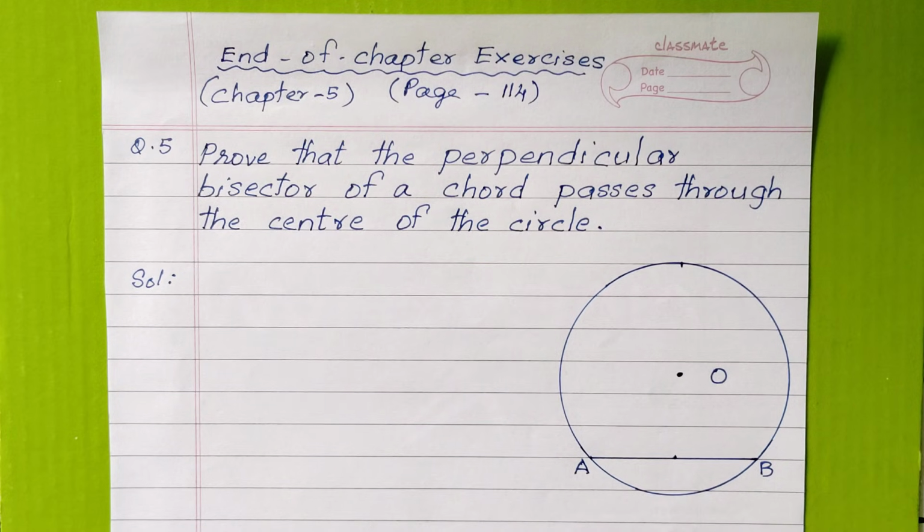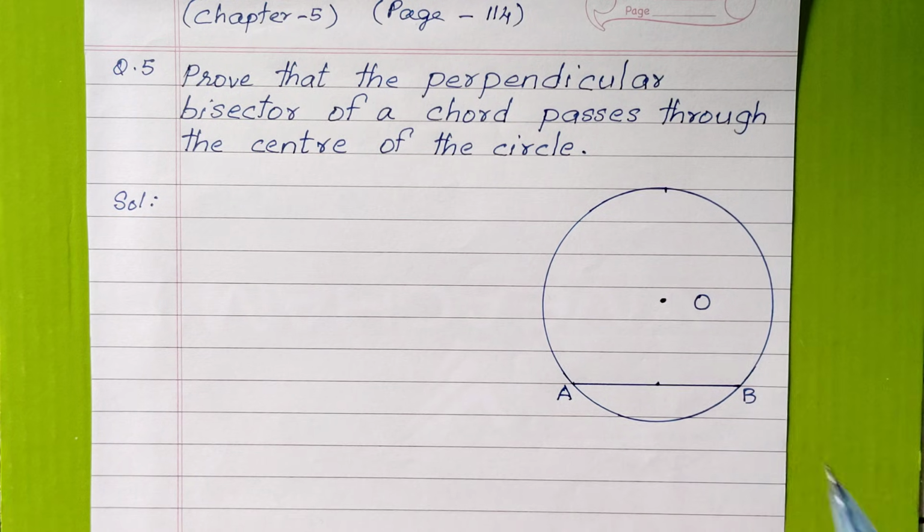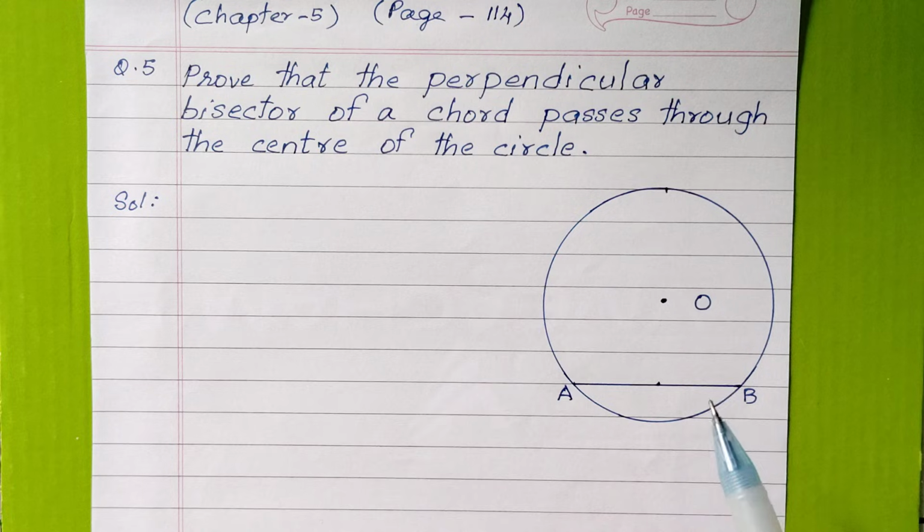The question says, prove that the perpendicular bisector of a chord passes through the center of the circle. So here we have a circle, and the drawing will be like this. Circle, O is the center, AB is a chord. We need to prove that the perpendicular bisector of AB passes through center O.